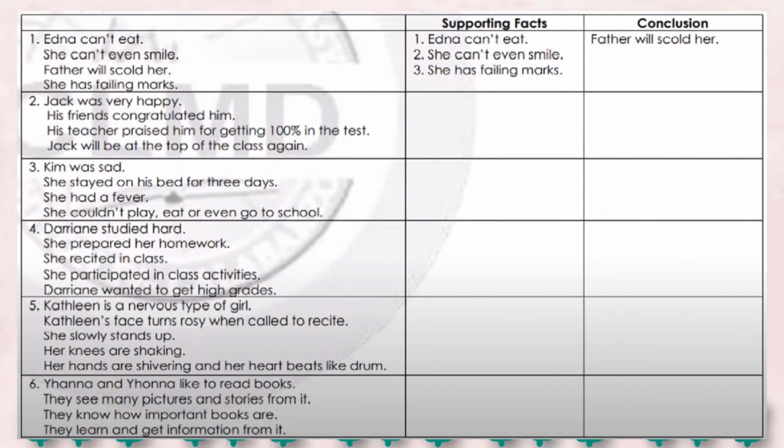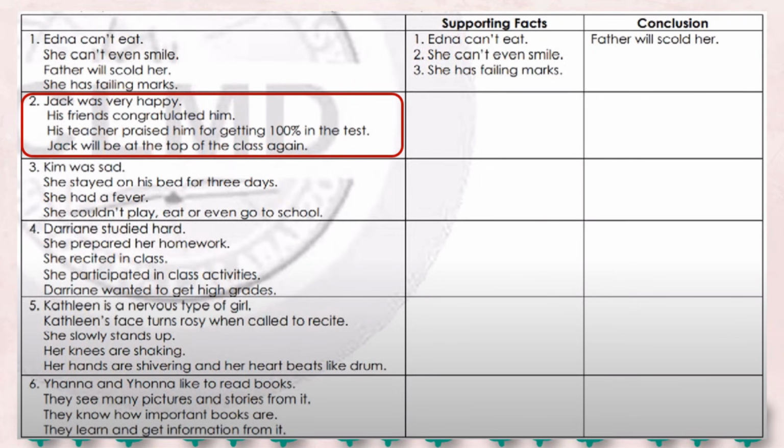For example, number 1. The supporting facts are, Edna can't eat. She can't even smile. And she has failing marks. And the conclusion is, Father will scold her. And now let's answer number 2. Jack was very happy. His friends congratulated him. His teacher praised him for getting 100% in the test. And Jack will be at the top of the class again.